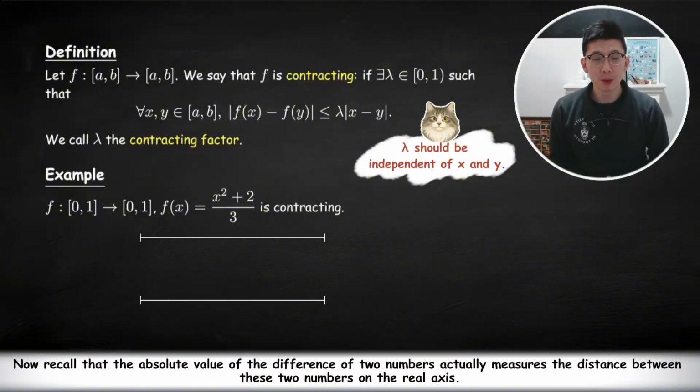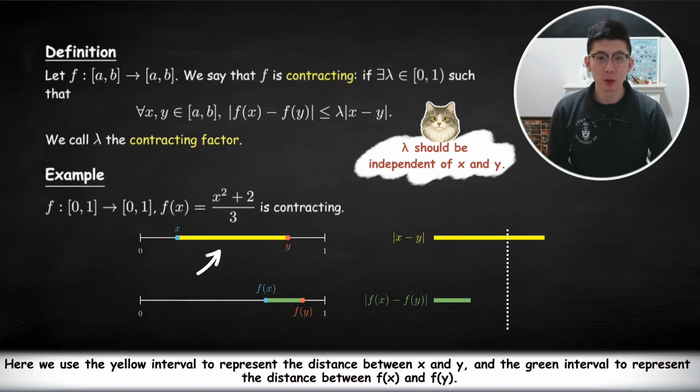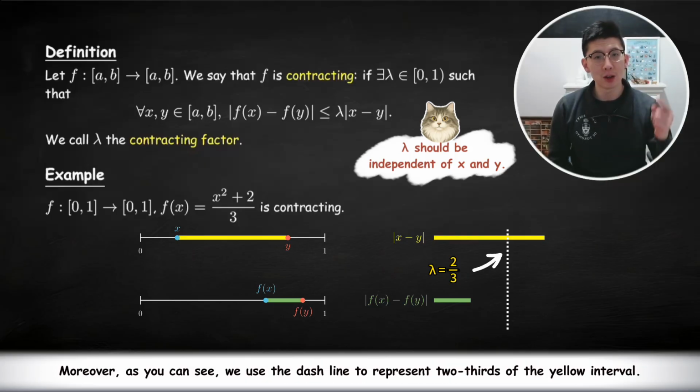Now recall that the absolute value of the difference of two numbers actually measures the distance between these two numbers on the real axis. Here, we use a yellow interval to represent the distance between x and y, and the green interval to represent the distance between f(x) and f(y). Moreover, as you can see, we use the dashed line to represent 2/3 of the yellow interval.